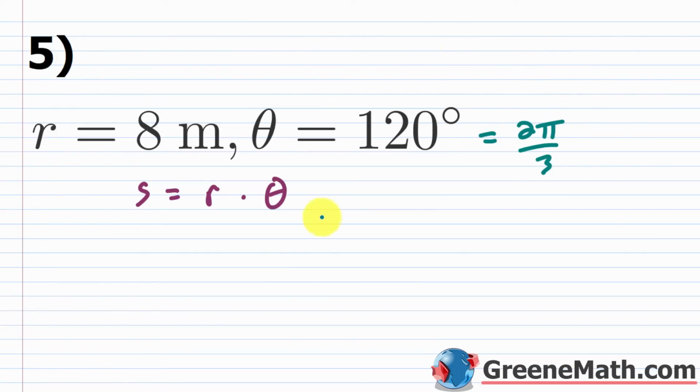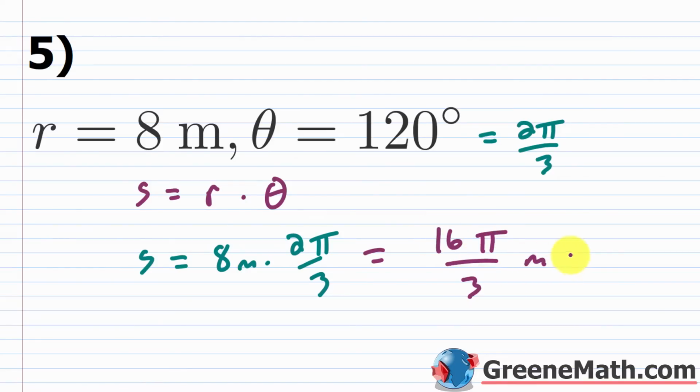And so I'll just plug in now, and I'll say S, the arc length, is equal to 8 meters times 2 pi over 3. And nothing's really going to cancel here. So I'm just going to go through and multiply. So 8 times 2 is 16. So 16 pi over 3, and this is in terms of meters.